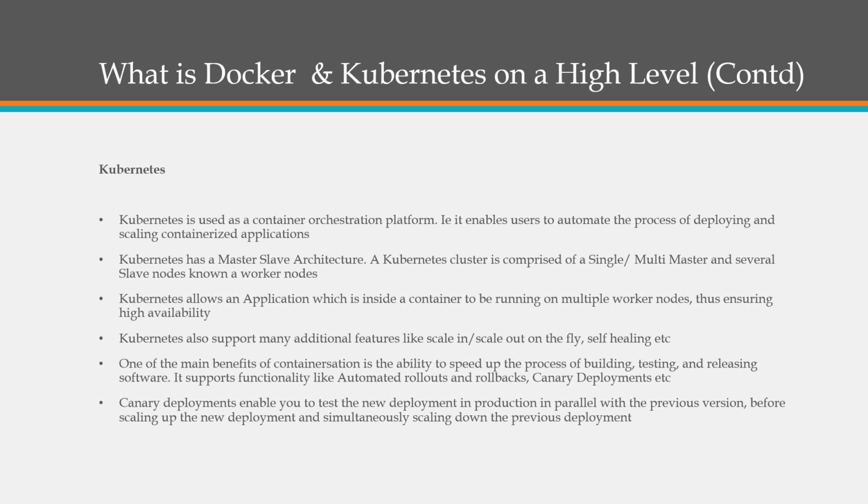Okay, so let's get to Kubernetes. Kubernetes is used as a container orchestration platform. So what is orchestration? In simple words, it enables the user to automate the process of deploying and scaling containerized applications. Kubernetes has a master-slave architecture. That means a Kubernetes cluster is comprised of a single master, or, as the latest versions of Kubernetes support, multiple masters for redundancy. It also contains several slave nodes known as worker nodes, and it is on these worker nodes that our applications, which are wrapped up in containers, are deployed.